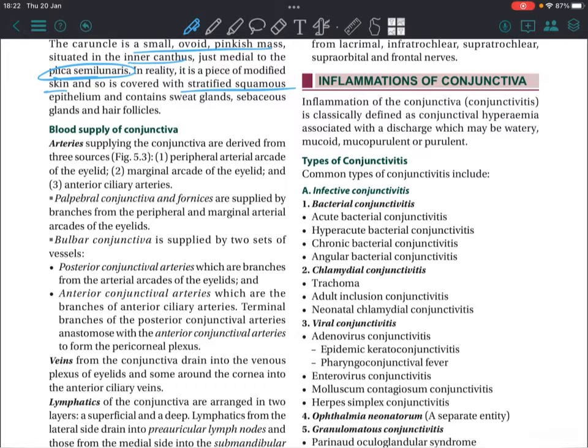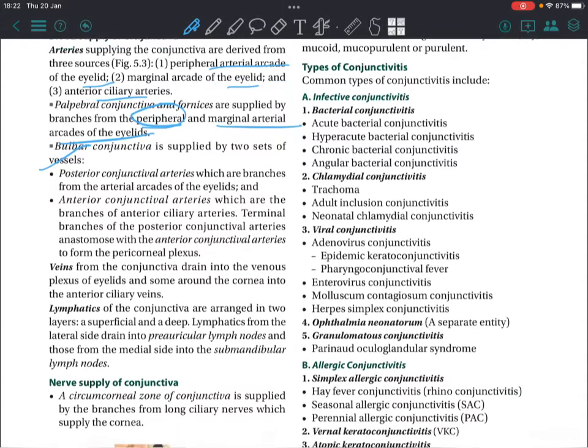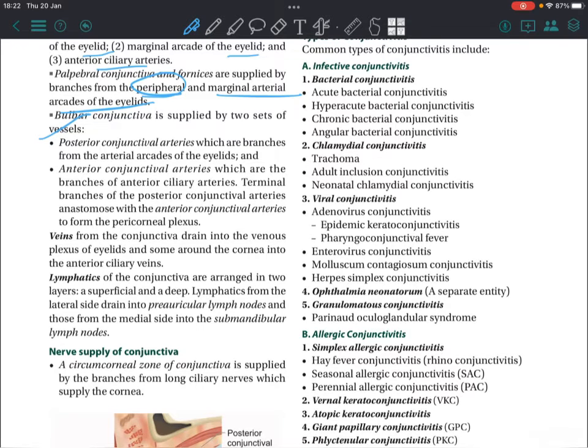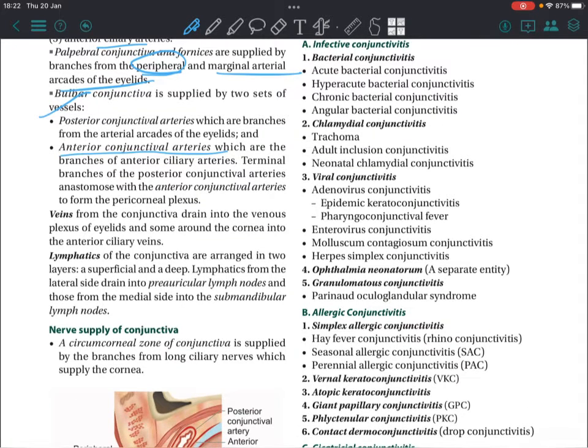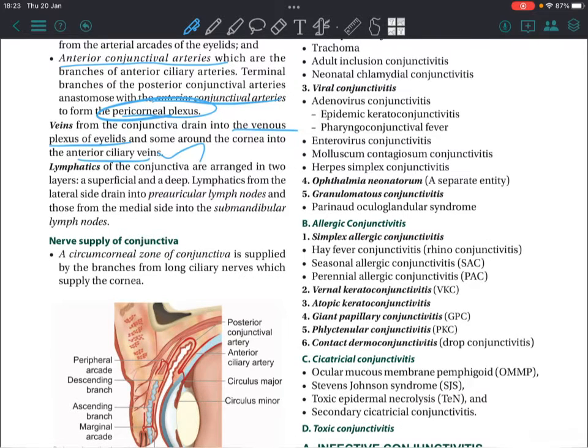Blood supply of conjunctiva. Arteries: peripheral arterial arcade of the eyelid, marginal arcade of the eyelid, anterior ciliary arteries. Palpebral conjunctiva and fornices are supplied by branches from the peripheral and marginal arterial arcades of the eyelids. Bulbar conjunctiva is supplied by two sets of vessels: posterior conjunctival arteries, which are branches from the arterial arcades of the eyelids, and anterior conjunctival arteries, which are branches of the anterior ciliary artery. Terminal branches of the posterior conjunctival arteries anastomose with anterior conjunctival arteries to form the pericorneal plexus. Veins from the conjunctiva drain into the venous plexus of the eyelids, and some around the cornea into anterior ciliary veins.